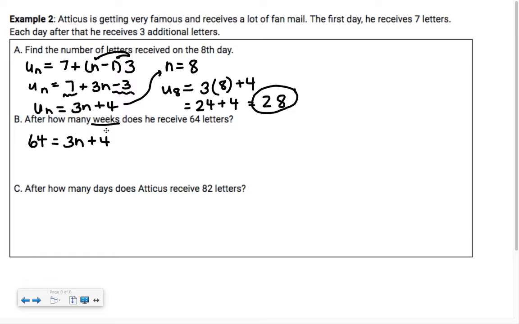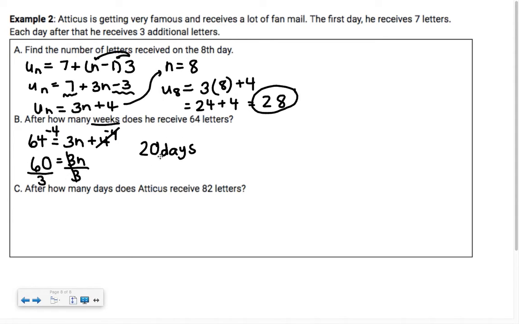Solving for n here, we need to first get rid of this constant term. So we're going to subtract 4 from both sides. 64 minus 4 gives me 60, and that equals 3n. Finally, to get n by itself, we need to divide both sides by 3. 60 divided by 3 gives me 20. So it's going to take 20 days for Atticus to receive 64 letters.